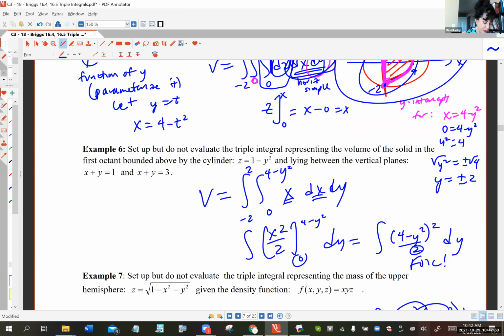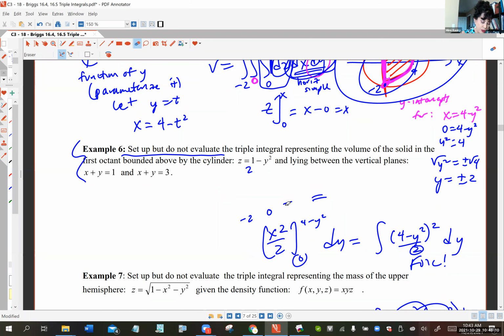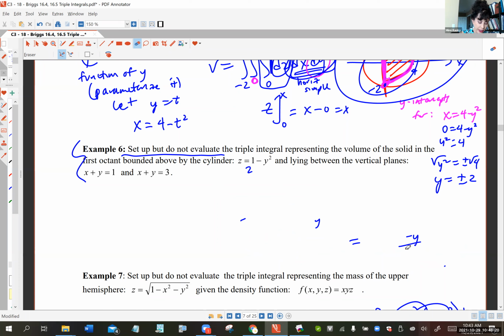And of course, my example 6, I wrote all over it. Let's do example 6. Example 6, I'm just going to set up, but do not evaluate a triple integral that would represent the volume of a solid in the first octant, bounded by a cylindrical surface, z equals 1 minus y squared, and lying between two vertical planes, given by the equations here, x plus y equals 1, and x plus y equals 3. So let's look at the capping surface first, shall we?